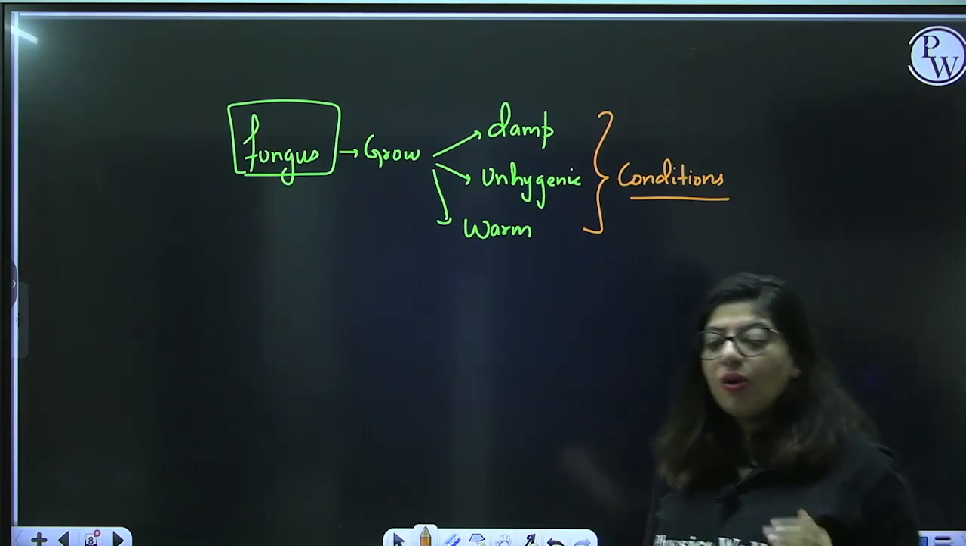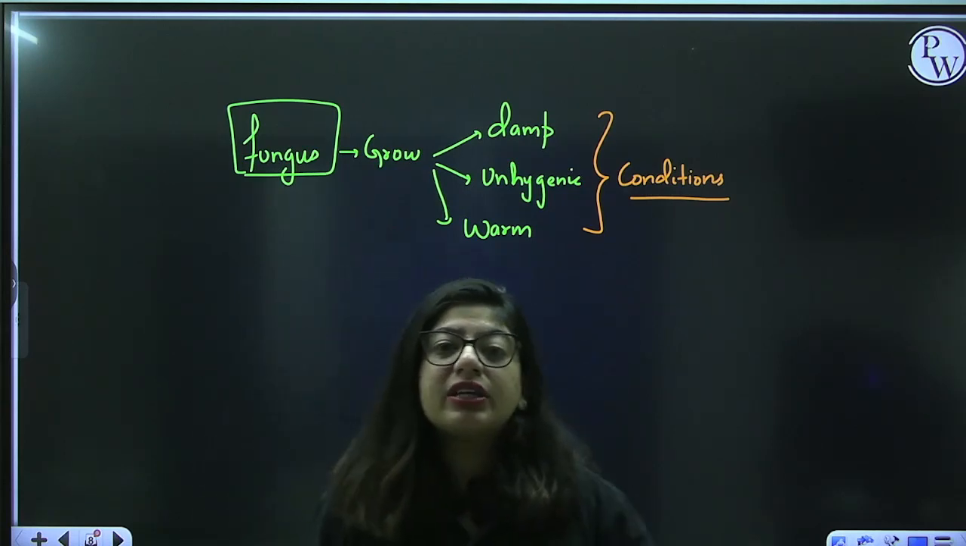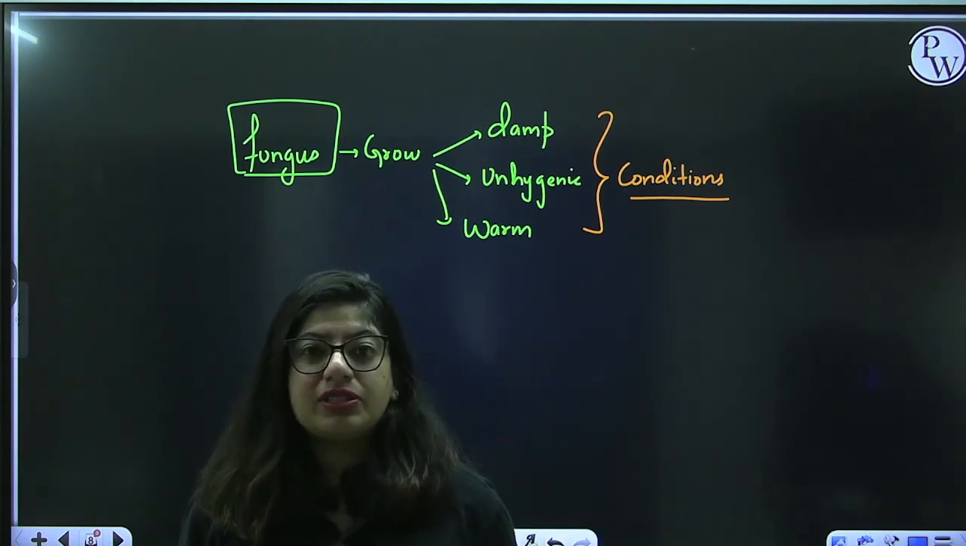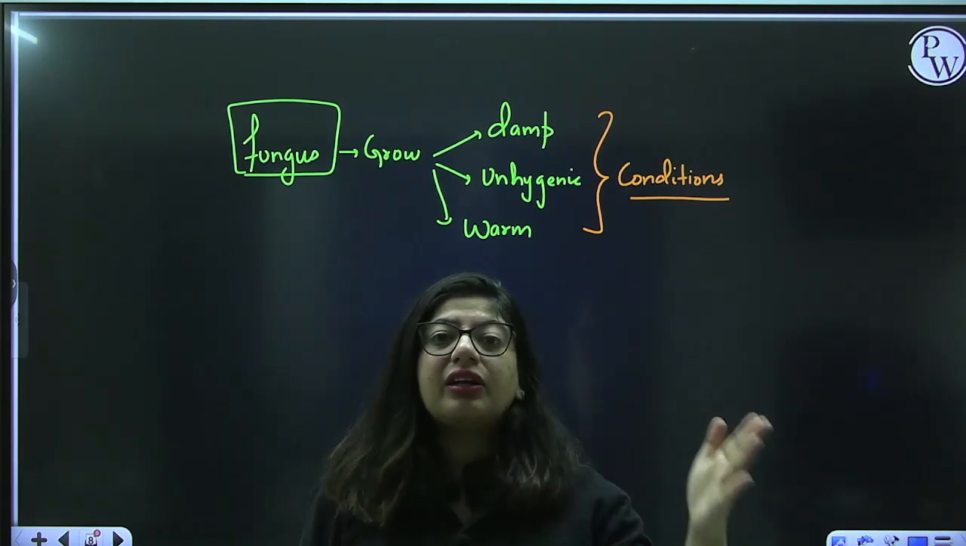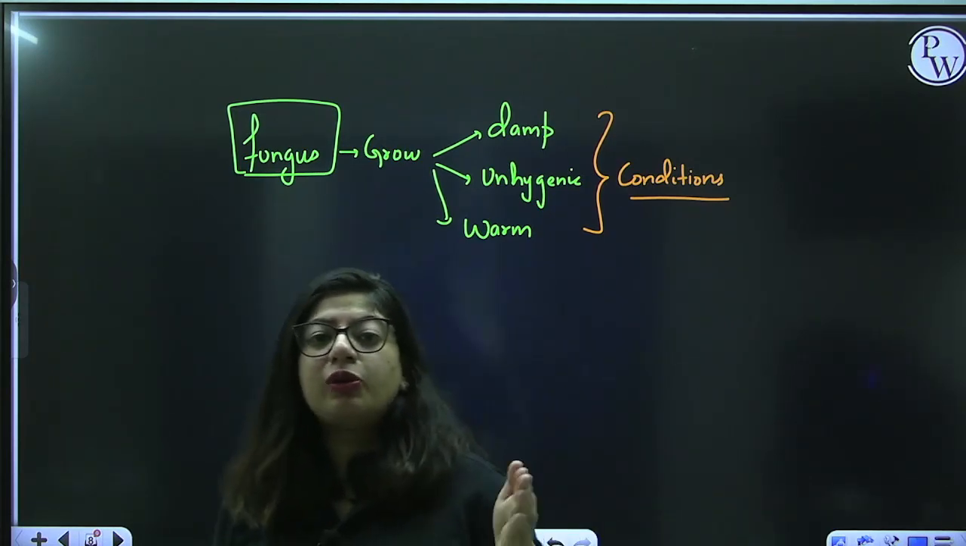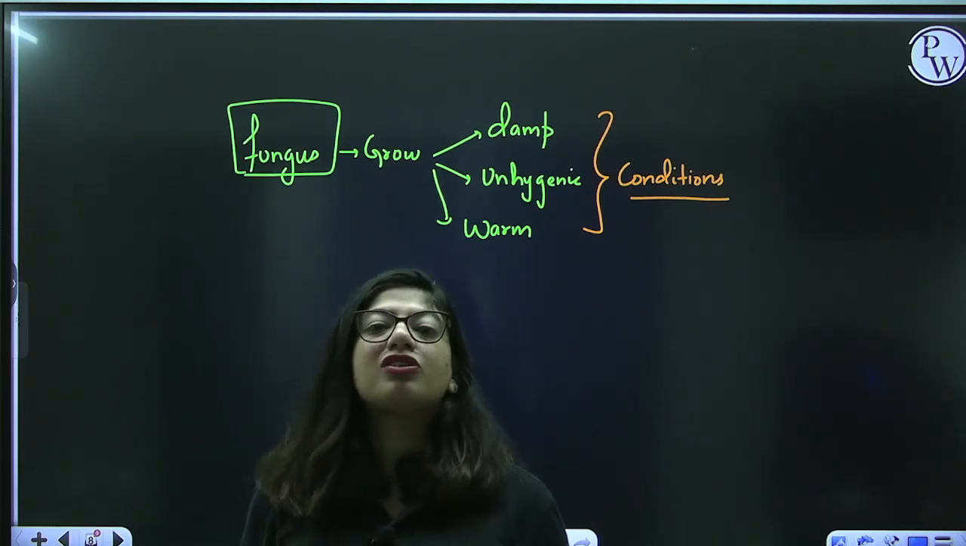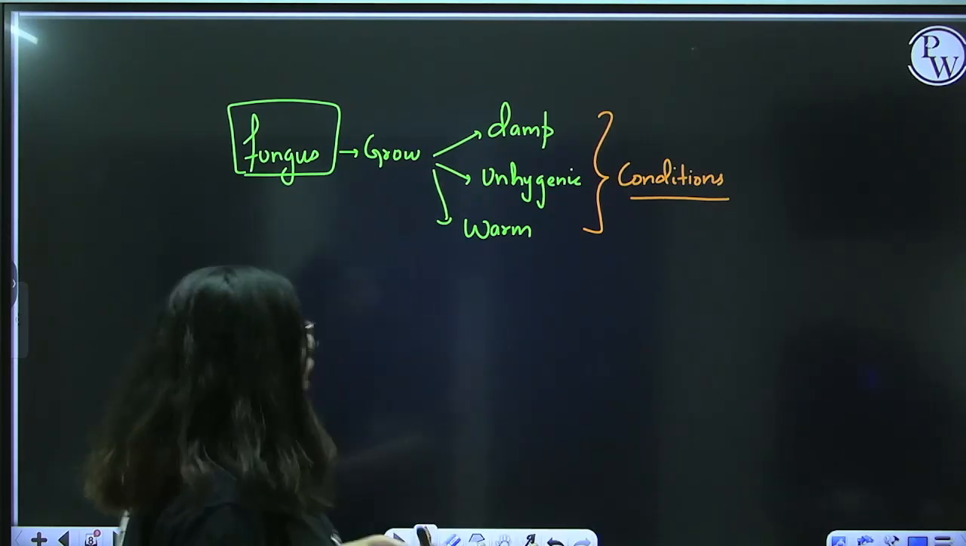Now, how can it spread from one person to another? By using the objects of an infected person, like their towels, right? By using their clothes. So never use belongings of an infected person. In fact, their entire bed and bed sheets, everything should be separated. So how does it spread?